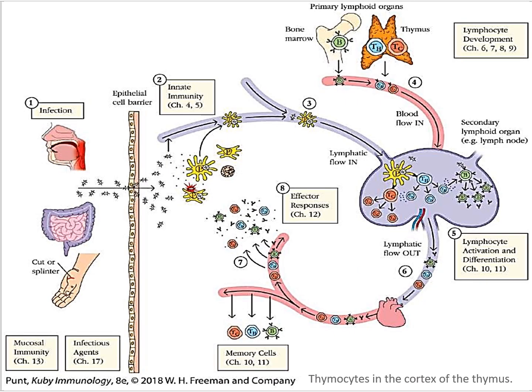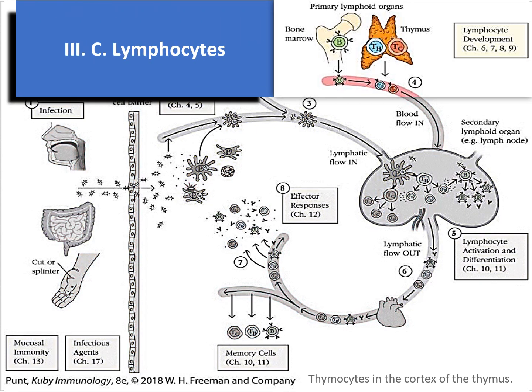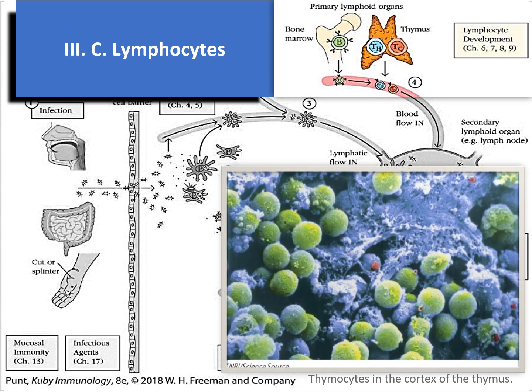Big picture again. This time, we focus on the primary lymphoid organs, the bone marrow and the thymus, because we will be discussing the lymphocytes. So here we have a picture of the thymocytes in the cortex of the thymus. Thymocytes are the baby T cells found in your thymus.